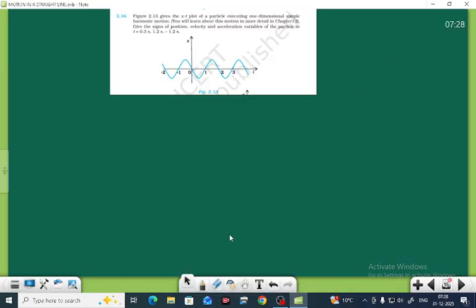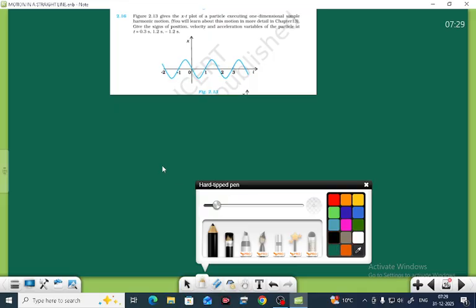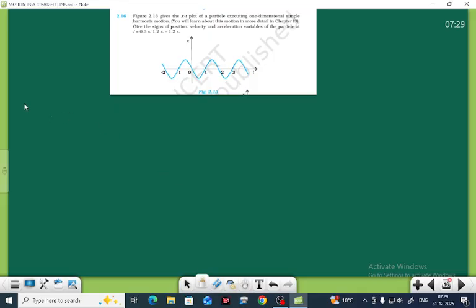Hello everyone, today we shall discuss question number 2.6 of the chapter Motion in a Straight Line. You see how we solve this question. This is number 1. We are giving this solution.